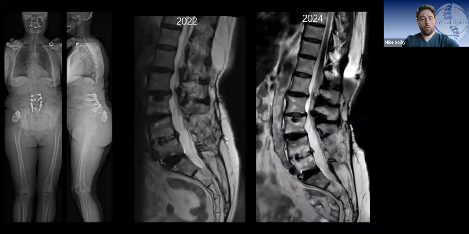These are her films. So you can see her long films show implants from L3 to S1. We know that she has a solid interbody fusion from L4 to S1, but L3-4 is loose. You can actually see on the MRI some progression of adjacent segment disease at L1-2 and L2-3. So we're faced with multiple issues here: adjacent segment disease, L1-2, L2-3, L3-4, TLIF non-union, titanium cage.